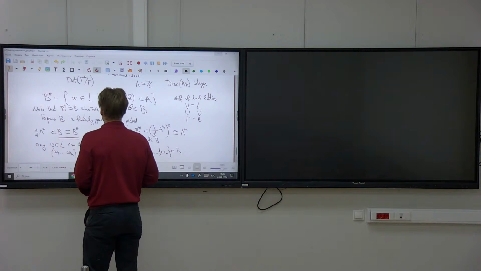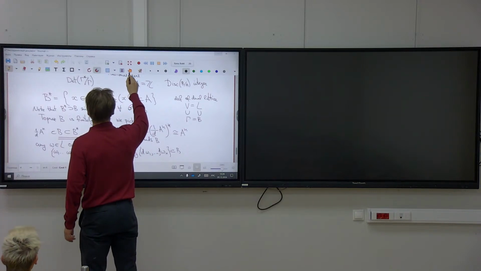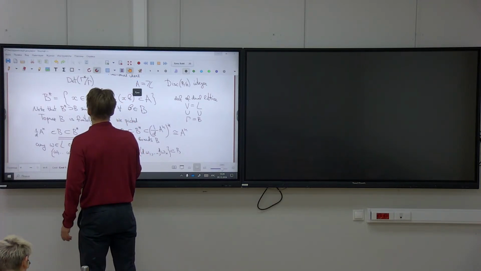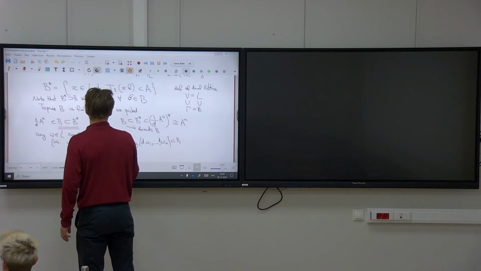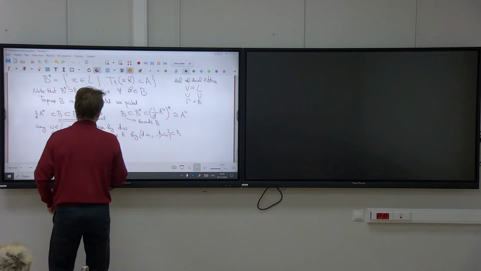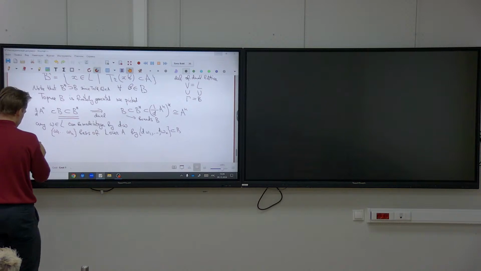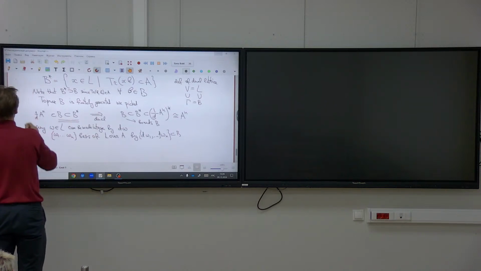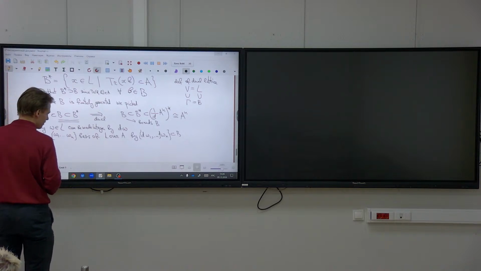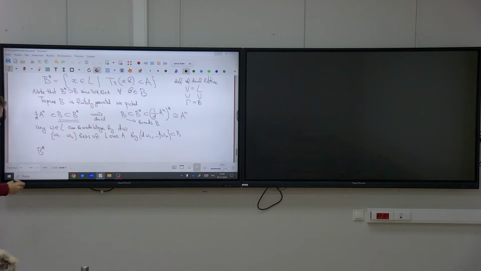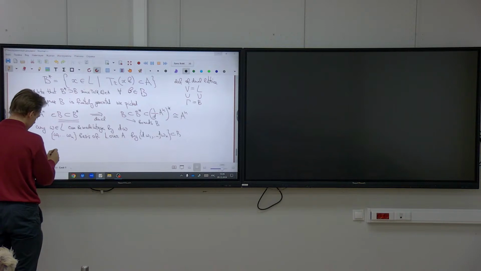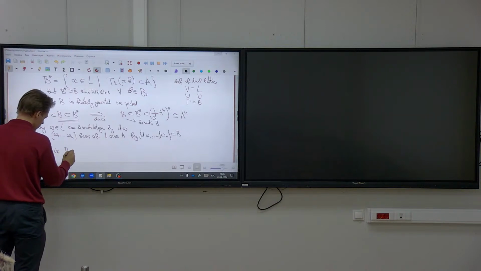Yeah. So what benefit do we see? So first of all, we see that B star is not... So what is good about this module B star and what is bad? So what we know, first of all, we know that B star is a B module.